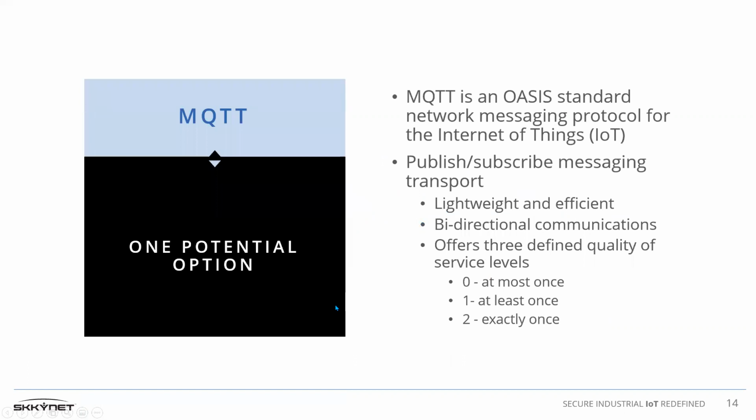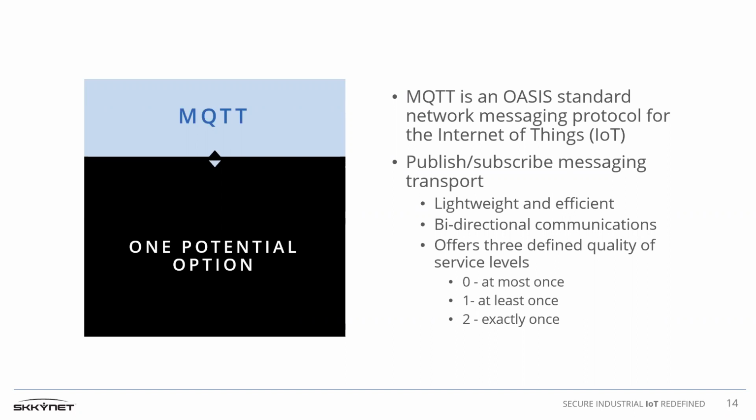One other option that's come up often is MQTT. And so we'll take a minute and talk about MQTT and what that means in terms of security. MQTT is a publish and subscribe messaging transport. It's lightweight, it's bidirectional, and it offers 3 defined quality of service levels. So level 0, which is at most once, level 1, which is at least once, and level 2, exactly once.